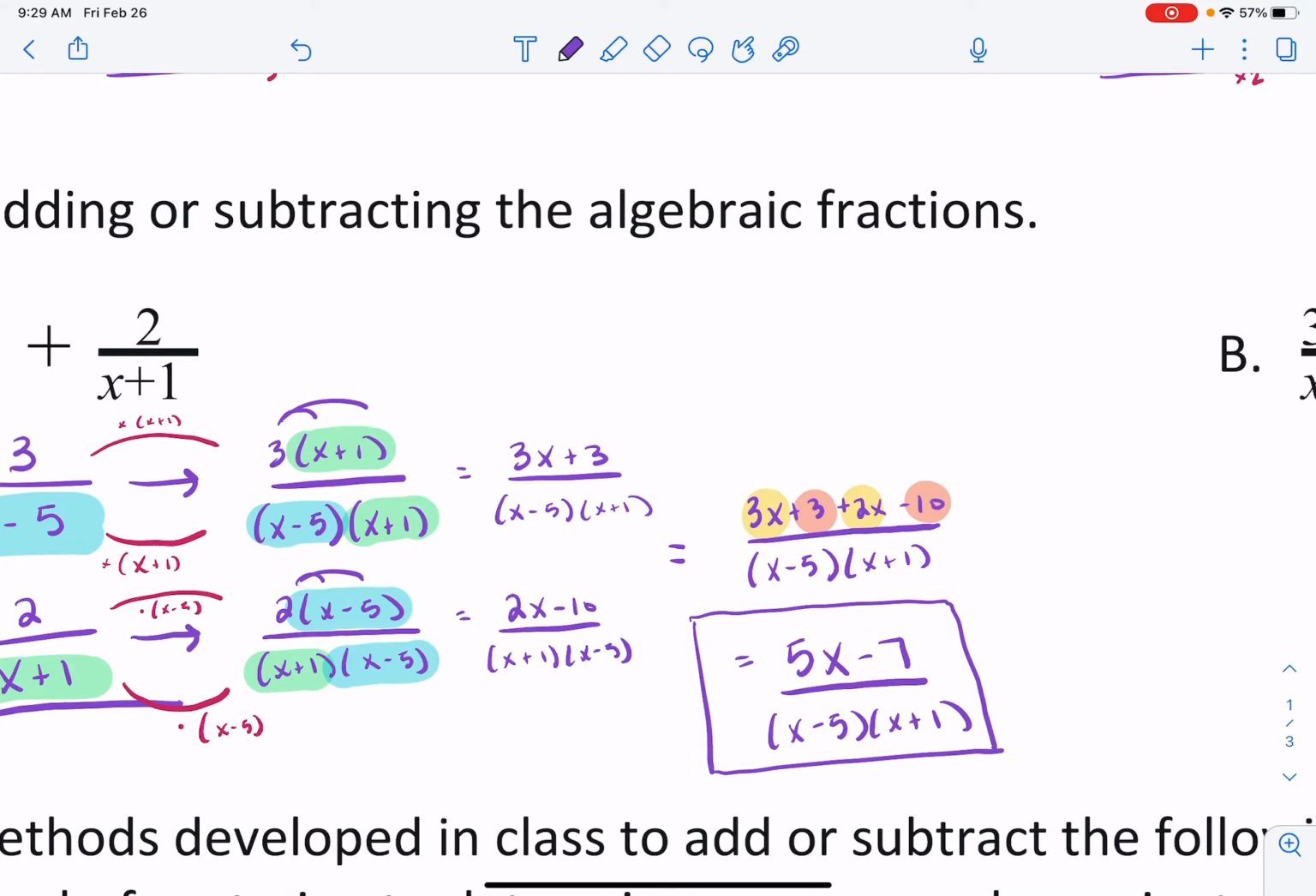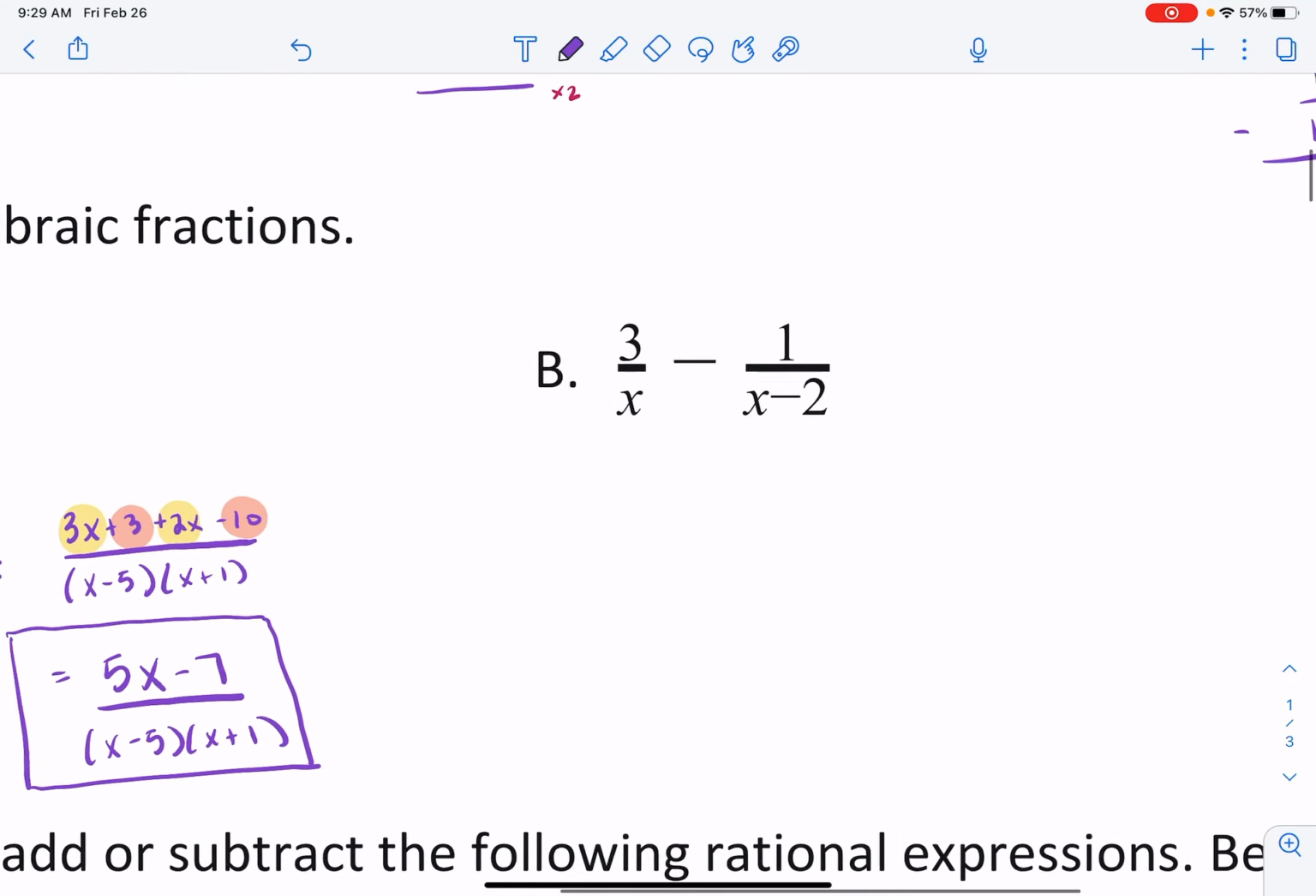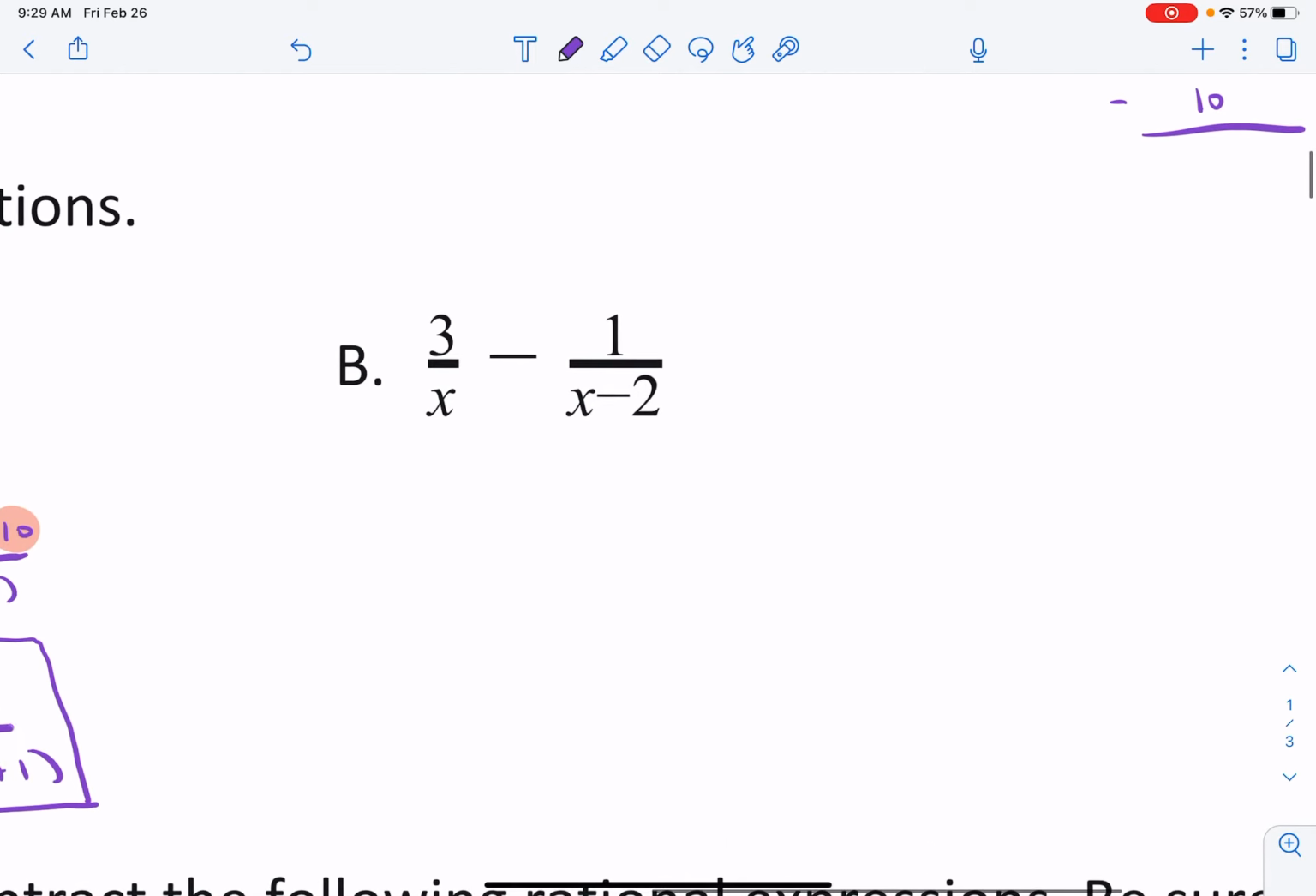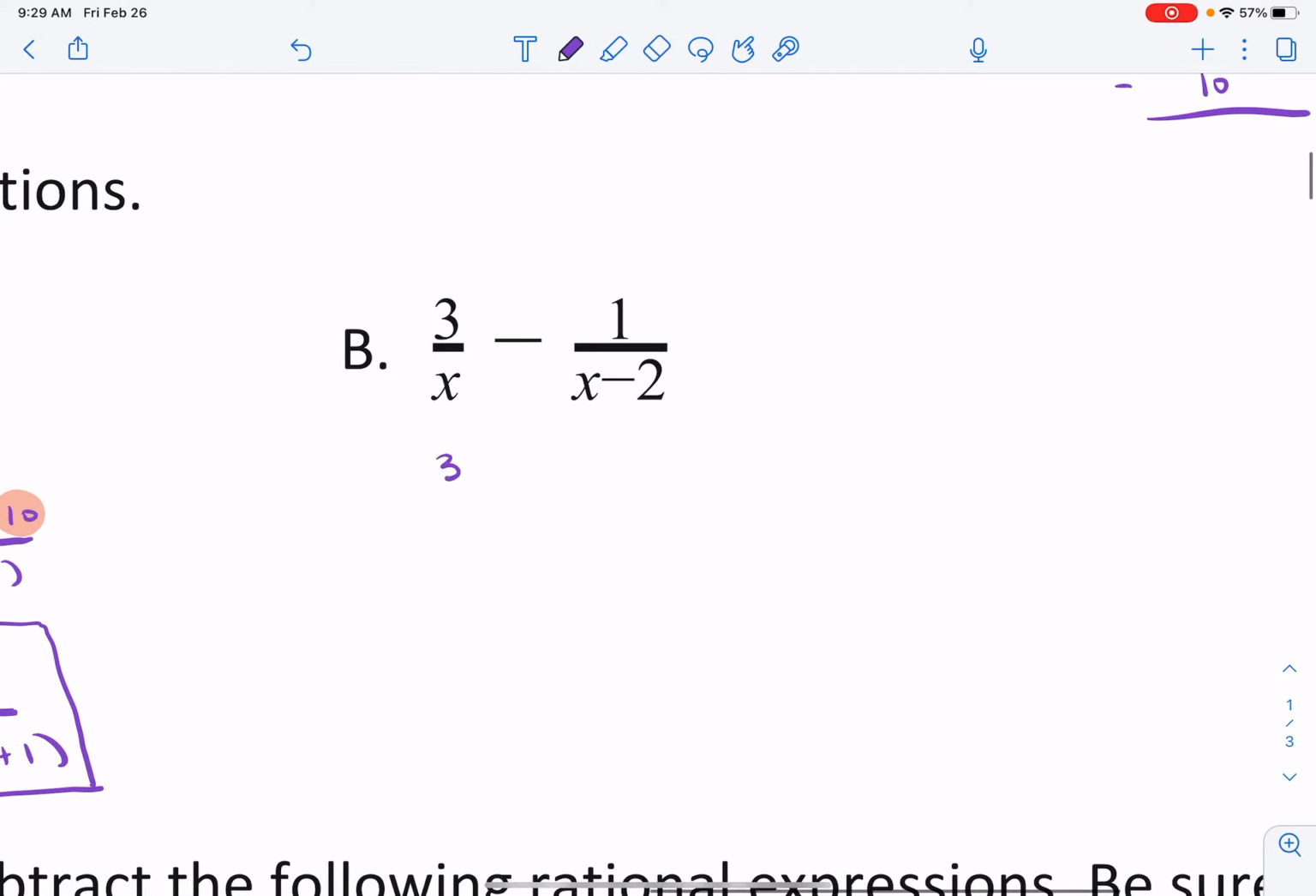All right, so let's go to letter B. We've got 3 over x minus 1 over x minus 2. So we're going to do the same thing. We need them to have the same denominator.